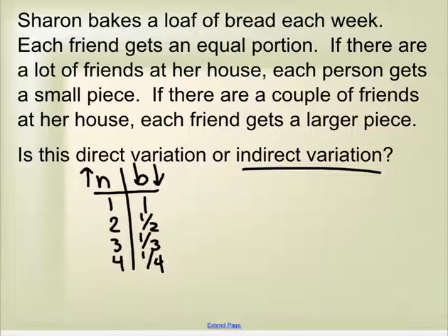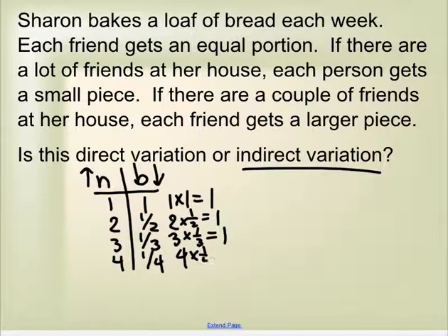We can also see that if we look at the product of these two variables, 1 times 1 is always equal to 1. 2 times 1/2 is equal to 1. 3 times 1/3 is equal to 1. 4 times 1/4 is equal to 1. That product is always constant. And we can kind of see this because we have a constant amount of bread that gets divided into how many people. So we can see this is an example of inverse variation.